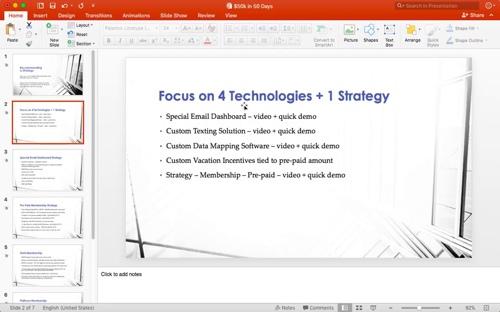The reason we can do this is we're going to focus on 4 different technologies. I'm going to try to go quick here so you get the concept, and then I can walk you through each one of these technologies separately with a custom solution for your business. We're going to use one key strategy with a couple in the background. First, a special email dashboard, which I'm going to show you. It's not designed like Constant Contact or MailChimp, where you have to put your database inside of them and then communicate with your database, because if you try to use email to acquire new customers, you will be shut down as a spammer.